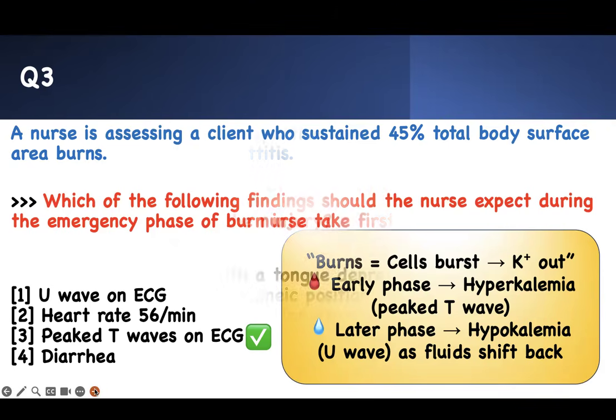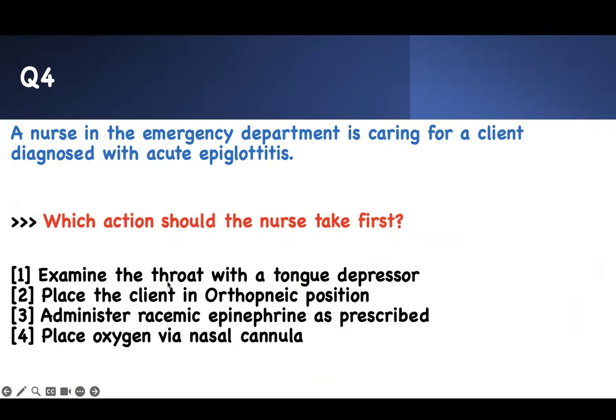Concept mastering. Number 3. What is your score? I would like to know in the comment section, and let me know what you think. And then, the emergency department is caring for a client diagnosed with acute epiglottitis. This is one of the questions that can trip you. This is one of the questions that always trick people, because the answer choices, all of them are right. You can think about it that this is what I think I would do.